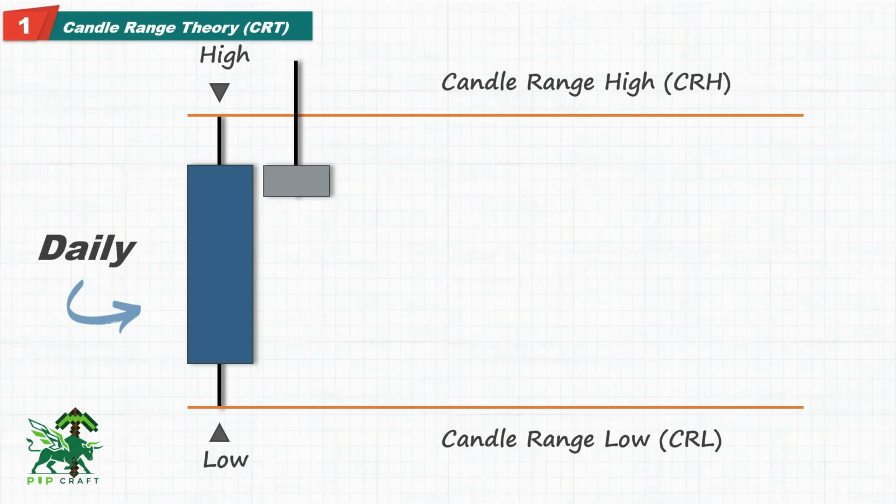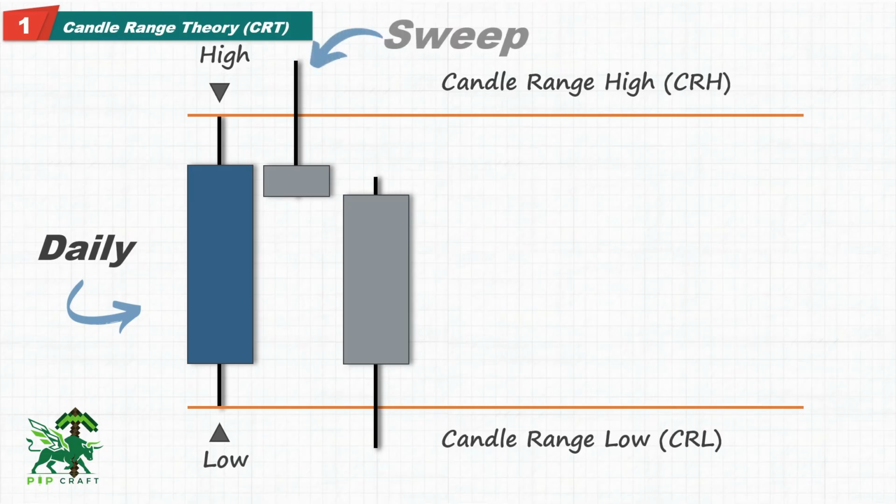Now, if the second candle attacks the liquidity above the candle range high and immediately reverses, there's a high probability that the next target will be the liquidity below the candle range low. In other words, this liquidity sweep from the CRH suggests that the market is likely to shift direction and seek out liquidity resting at the opposite end of the range.